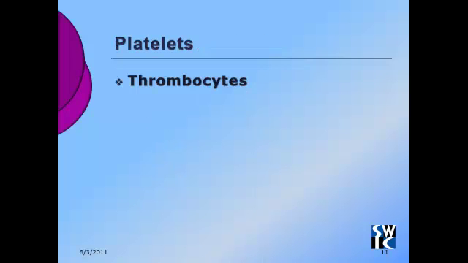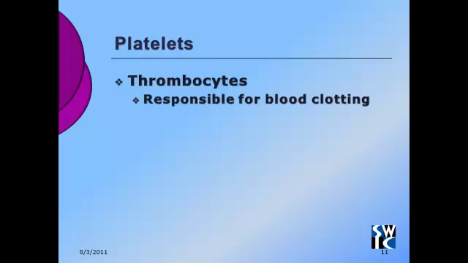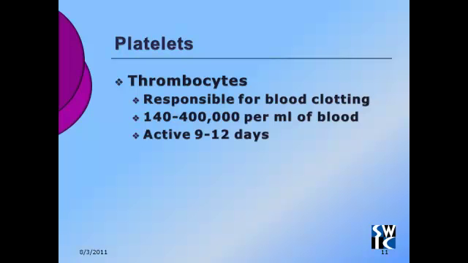Platelets, or thrombocytes, are not actually cells at all, but instead they are remnants of cytoplasm from a cell in the bone marrow called a megakaryocyte. These cell fragments are responsible for blood clotting. You have approximately 140 to 400,000 per milliliter of blood, and they are active for 9 to 12 days after they are released from the bone marrow.